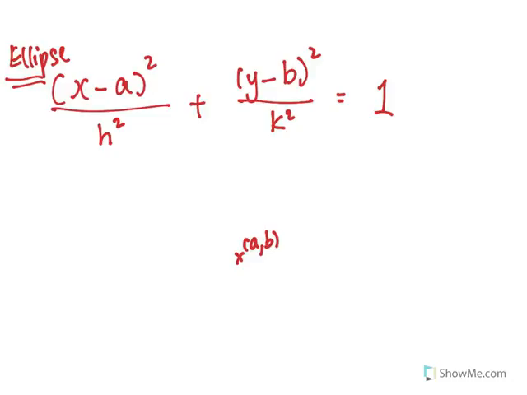Ellipse is like an oval shape. And h comes with x, right? H represents the horizontal distance. So like that, this one is h. What is k? K comes with y, and k will represent the vertical distance. Okay, so we need to stop.